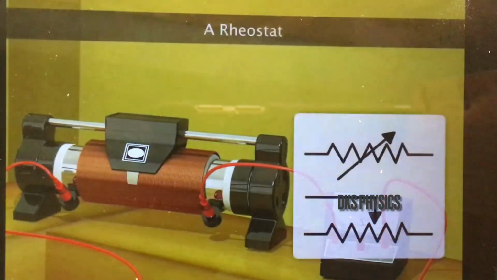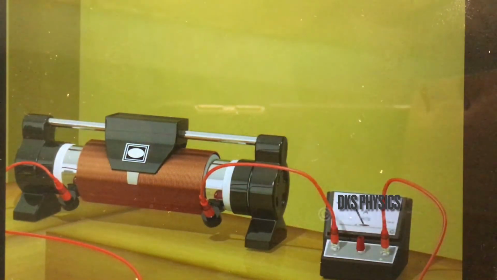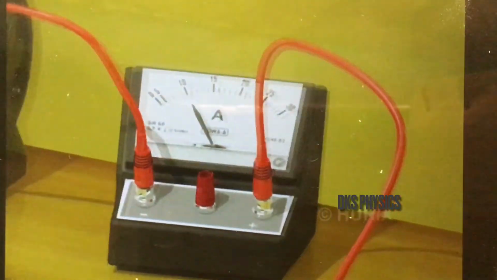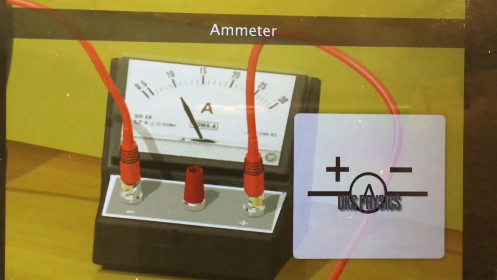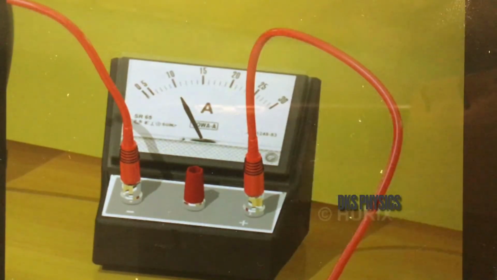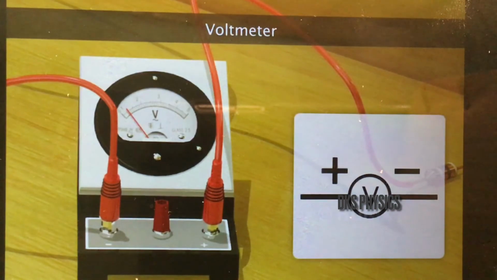We can change the resistance by pushing a metal slider called a jockey on a coil. It is called a rheostat. It is a variable resistor and is indicated by an arrow crossing the resistor symbol. An ammeter is used to measure current in amperes. The pointer moves when the current flows through it. A voltmeter is a device for measuring potential difference in volts.